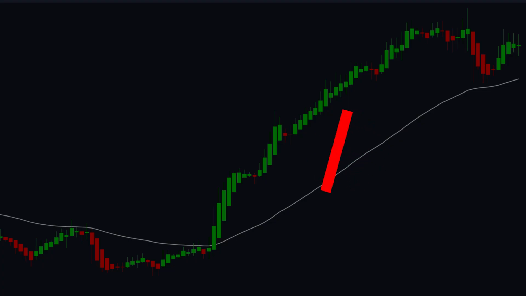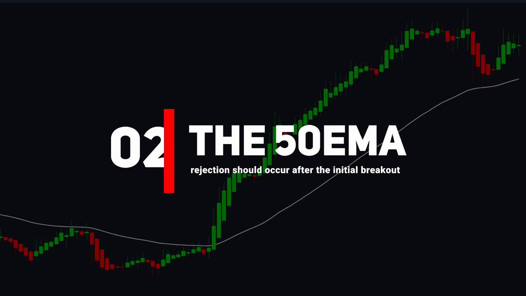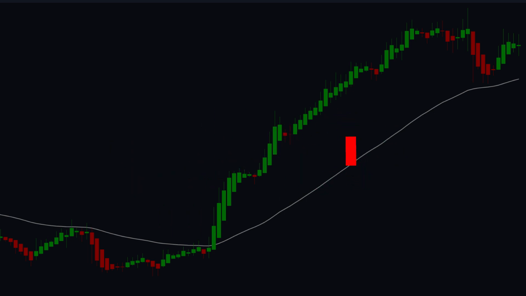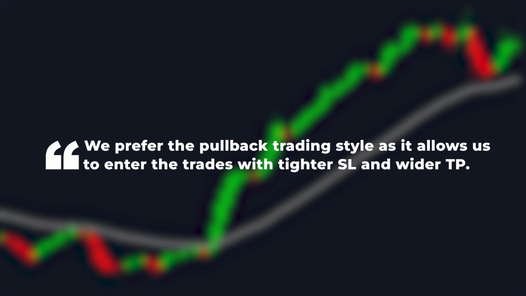Step 2. We should wait for a long wick rejection of the 50 EMA. It shows us a pullback to the dynamic support or resistance. We prefer the pullback trading style as it allows us to enter the trades with a tighter stop loss and wider take profit, meaning that this approach improves the risk profile significantly.